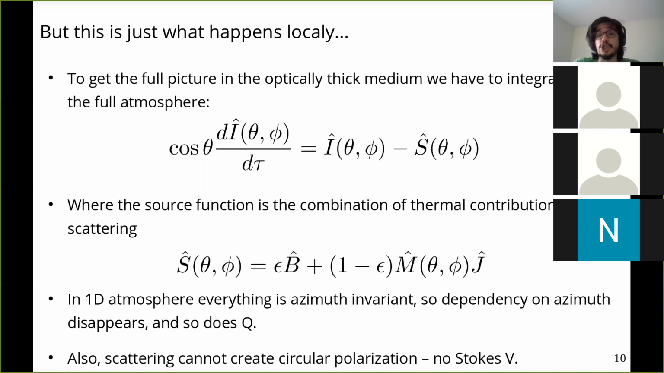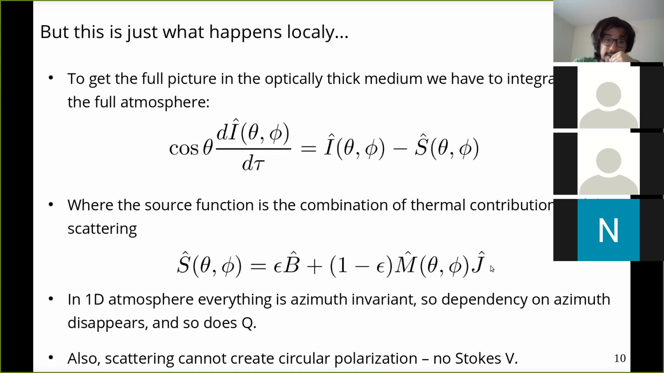And the source function in general is going to have the combination of the thermal part and the non-thermal part, which is the scattering part, right? And this thermal part is only going to be non-zero for the I component. For Q and U, the thermal part doesn't exist. It's only the scattering part.